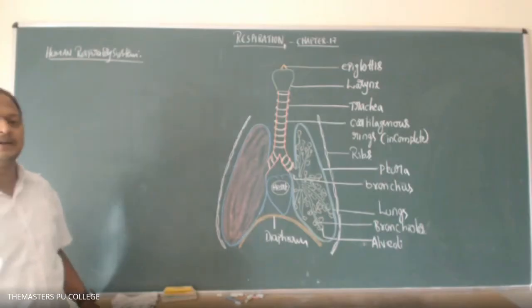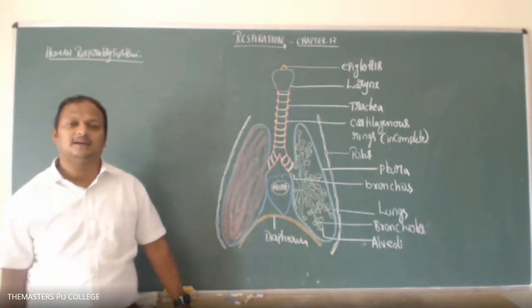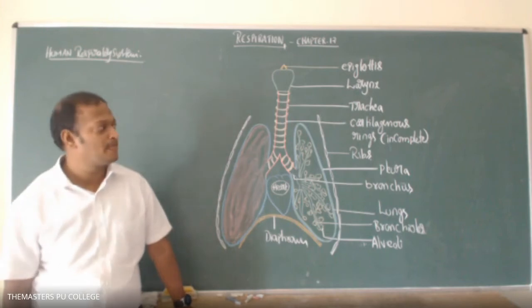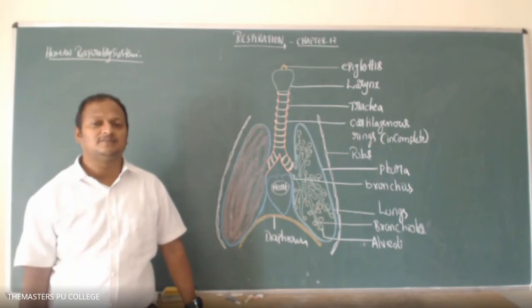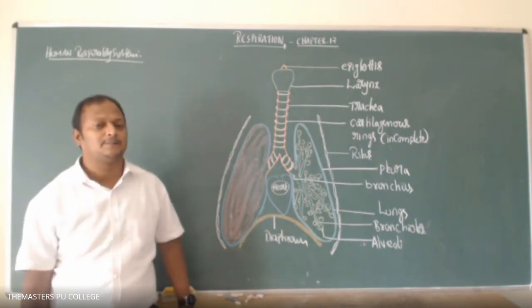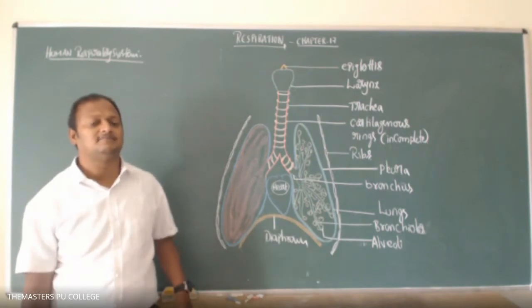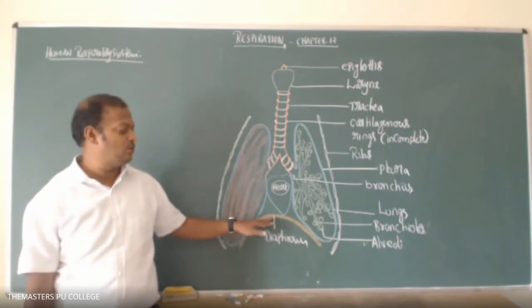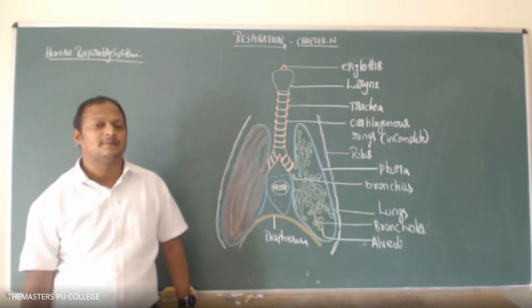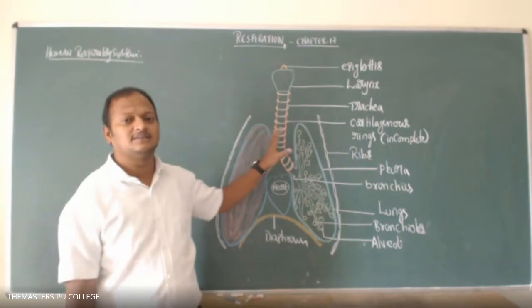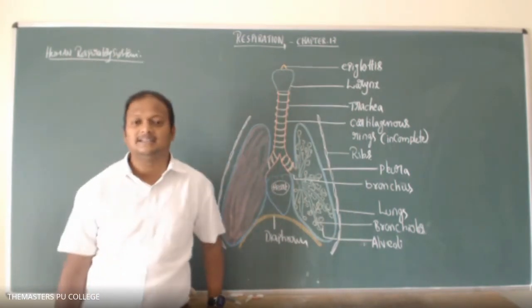The human respiratory system. First, I will explain the diagram labeling. The complete human respiratory system is present in the region of the thoracic cavity. The upper side of the diaphragm is called the thoracic cavity and the lower side of the diaphragm is called the abdominal cavity. So the thoracic cavity consists of the respiratory system.